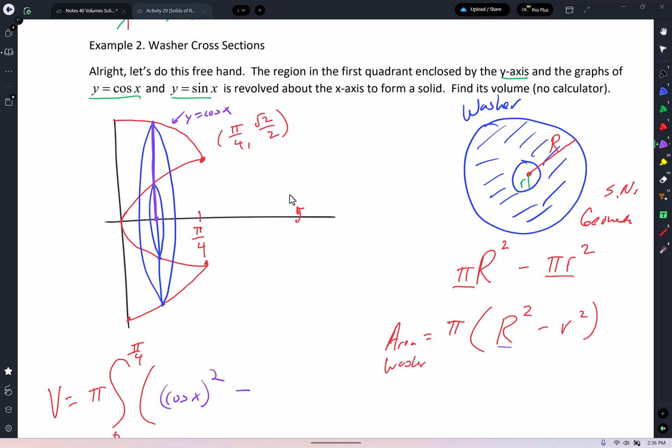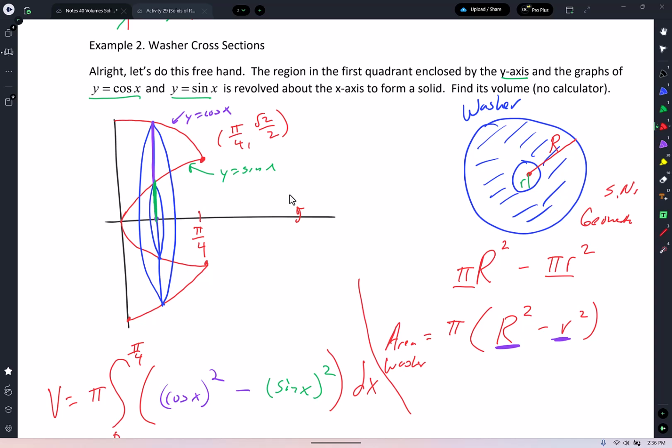Minus, Trav, what are you doing? That's big R squared, guys. Now I need little r squared. Little r is this one in green, right here. That's little r. What curve is that guy? That's sine x. So that's little r. Sine x, close it, squared. dx. Have I confused anyone, guys?